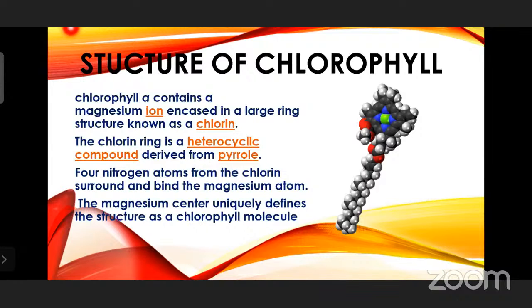So the head is the porphyrin head, which is a tetrapyrrolic head, and the tail has 20 carbons, attached at the 7th carbon of the 4th pyrrole ring. Okay.